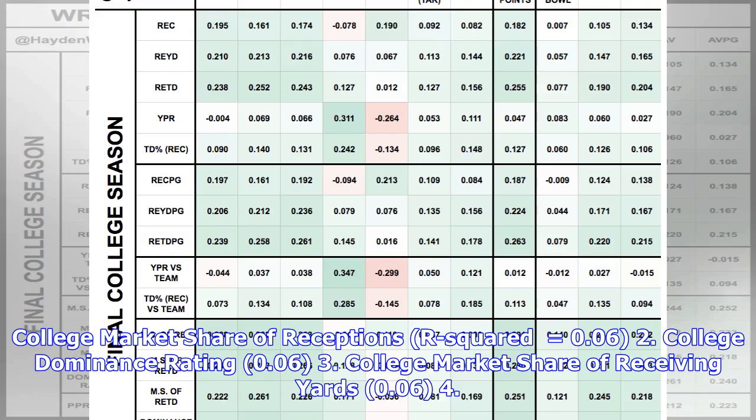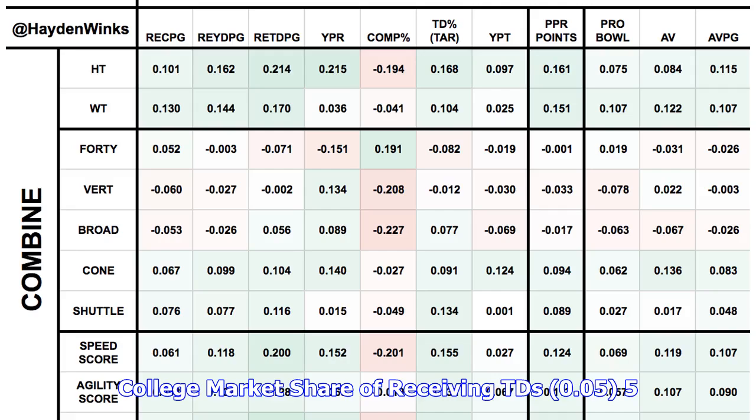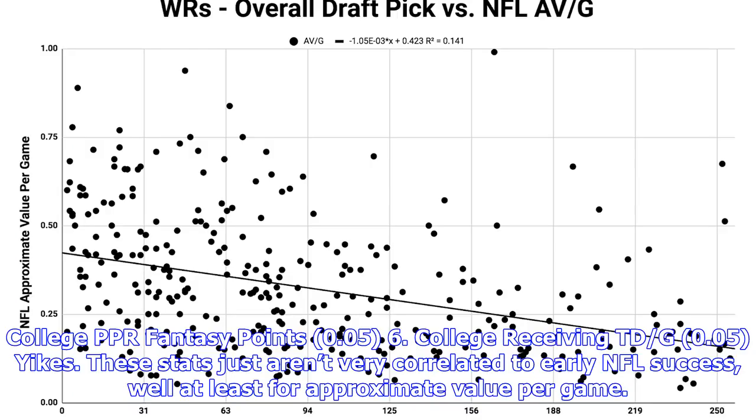College market share of receptions, R squared equals 0.062. College dominance rating, 0.063. College market share of receiving yards, 0.064. College market share of receiving TDs, 0.055. College PPR fantasy points, 0.056. College receiving TDG, 0.05. Yikes. These stats just aren't very correlated to early NFL success, well, at least for approximate value per game.